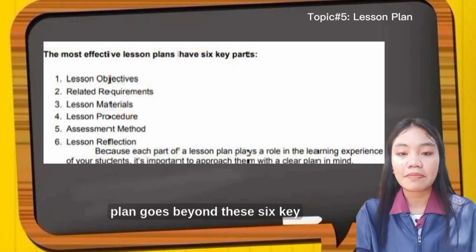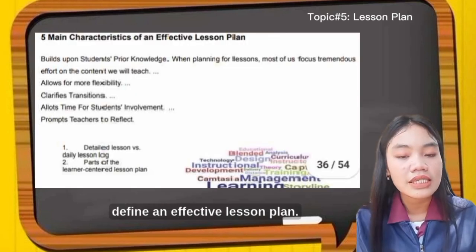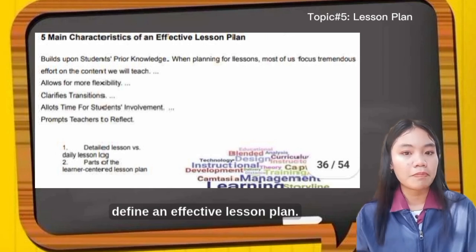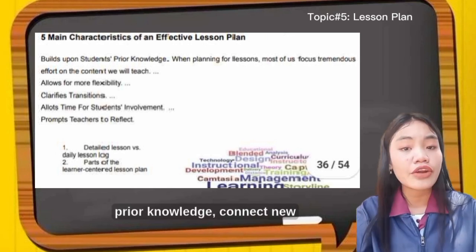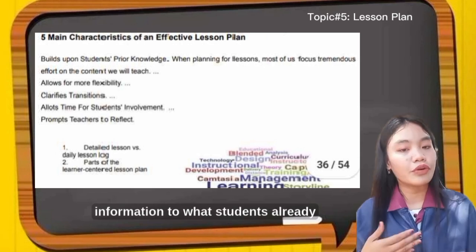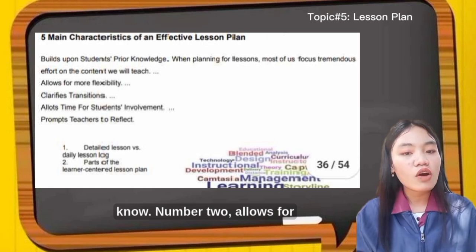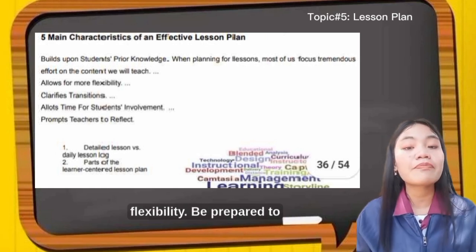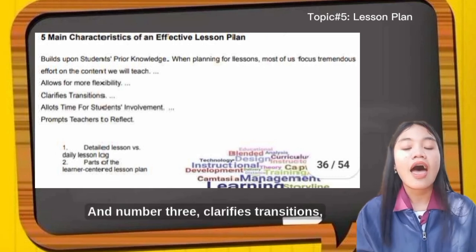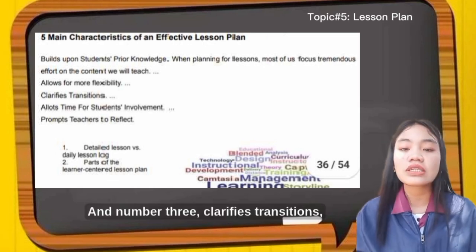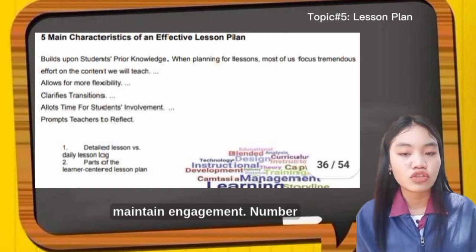But a good lesson plan goes beyond these 6 elements. 5 key characteristics define an effective lesson plan. First, it builds upon prior knowledge, connecting new information to what students already know. Number 2, it allows for flexibility. Be prepared to adapt to students' needs and interests. And number 3, it clarifies transitions, smoothly moving between activities to maintain engagement.